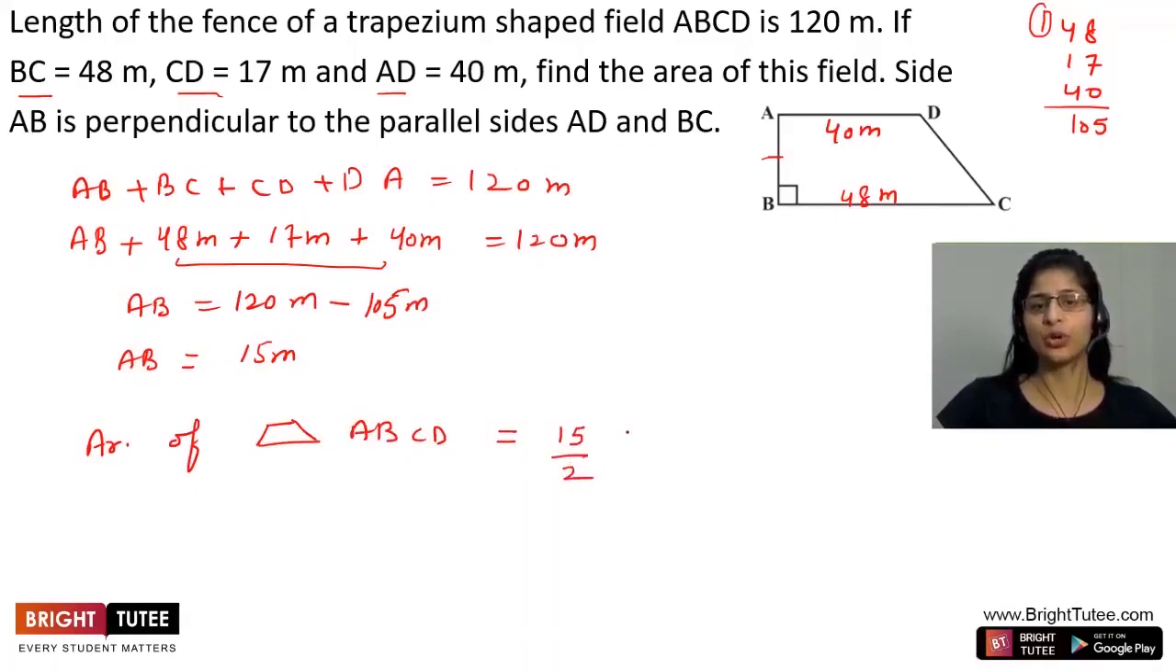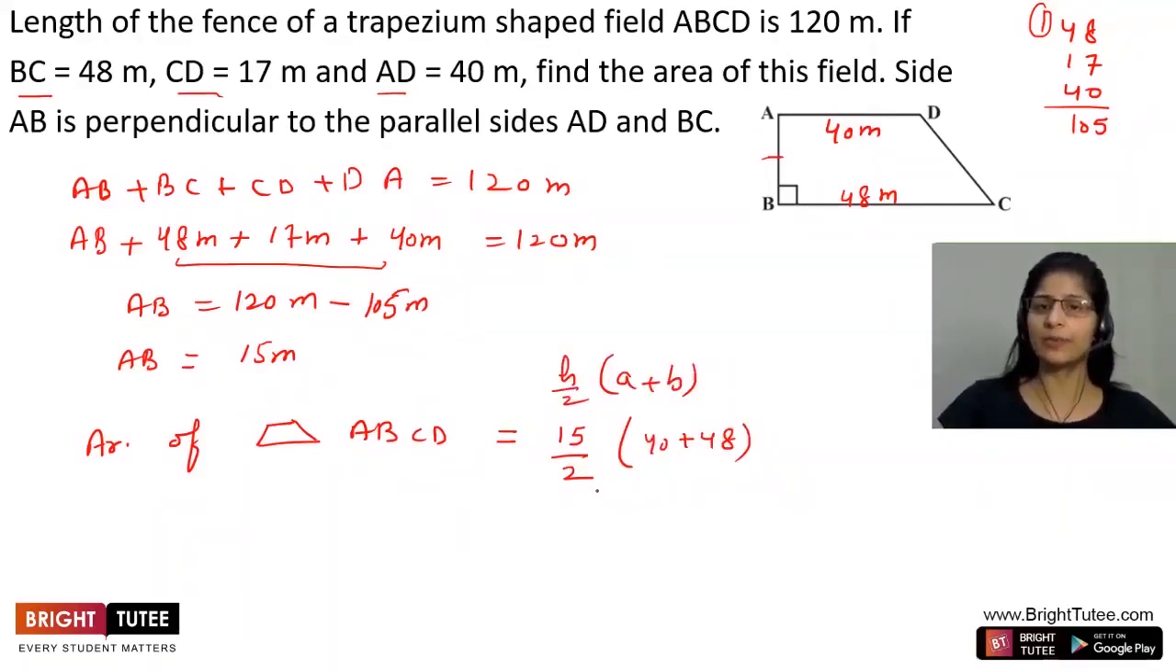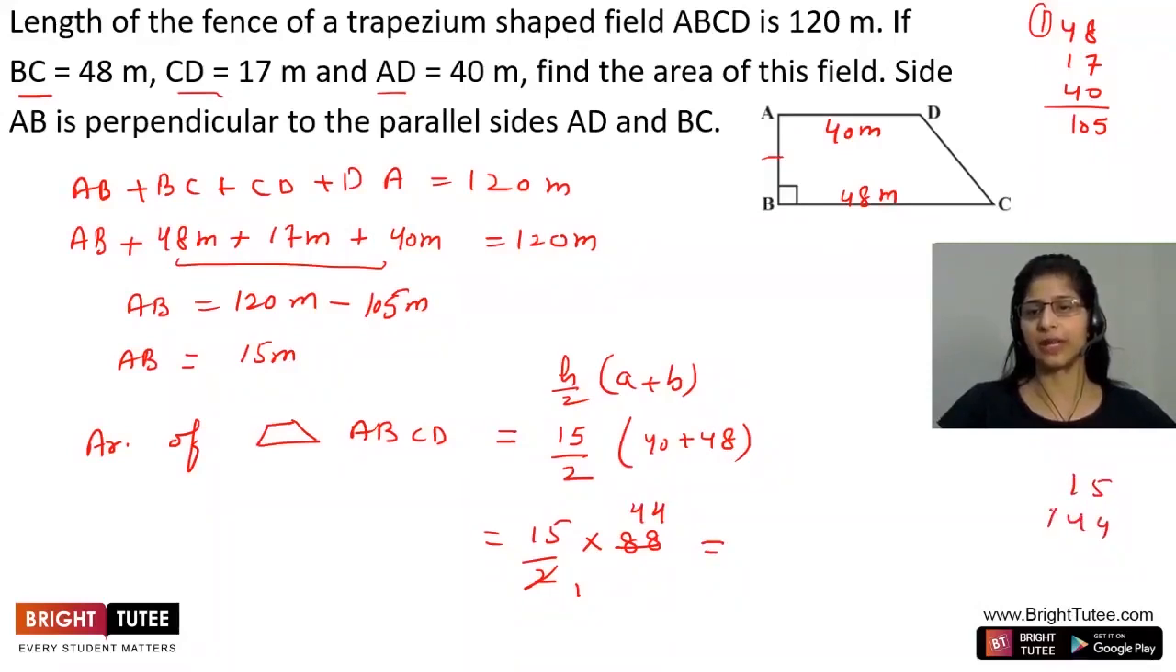15 upon 2 into the sum of parallel sides, that is 40 plus 48. So here you can write the formula h upon 2 into a plus b, where h is the height and a plus b is the sum of parallel sides. So 15 upon 2 multiplied with 40 plus 48, so we get 88. 2 ones are 2, 2 fours are 8, 2 fours are 8. 15 into 44. Let us multiply.